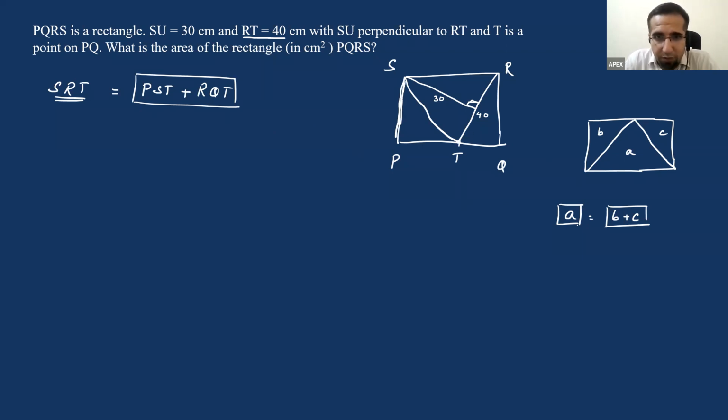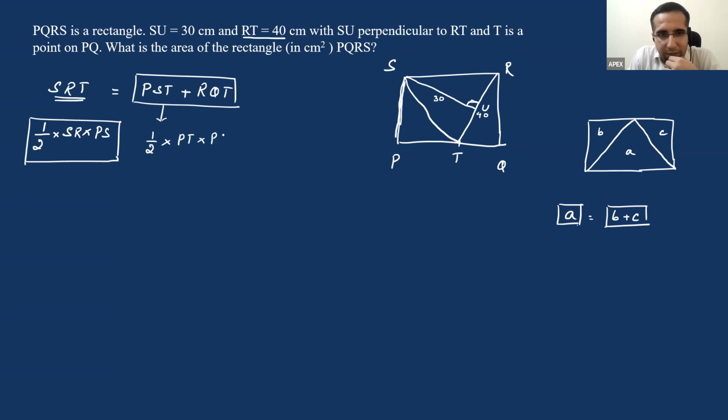Clear? So if you want me to prove this, suppose I'm not assuming SU as the height. Now in SRT, if I assume SR as the base, then the area of this triangle is half into SR as the base, and height will be PS, because height is a perpendicular drop from the vertex to the base. Clear? Now, if I look at PST, what is PST? PST is half, base will be PT and height will be PS because this is a rectangle. So if this is A, this is A. If this is B, this is also B.